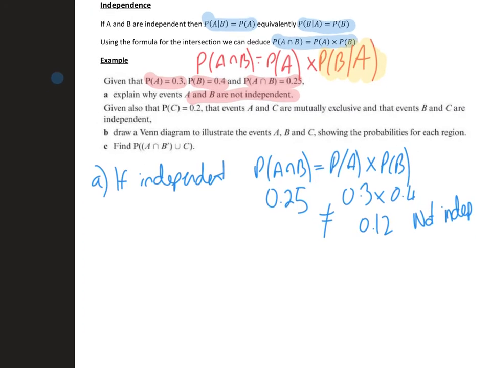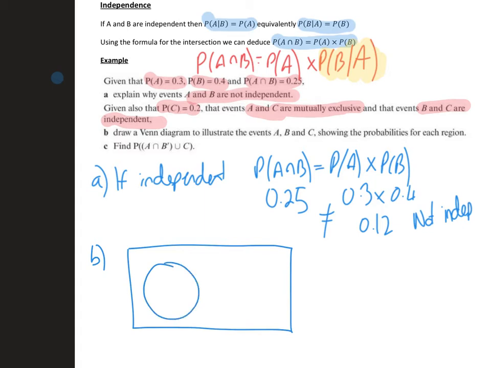Okay, let's carry on reading the question. Given that the probability of C is 0.2 and that events A and C are mutually exclusive, so that means they can't happen at the same time, and that events B and C are independent, now there's lots going on in this question. Draw a Venn diagram to illustrate events A, B, and C, showing their probability for each section. Okay, well, we know that A and C are mutually exclusive. So that means my A and C circles don't touch.